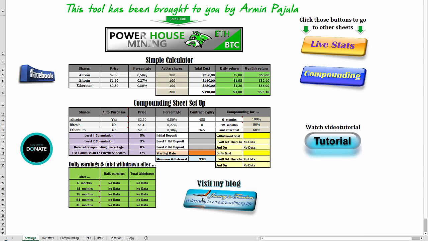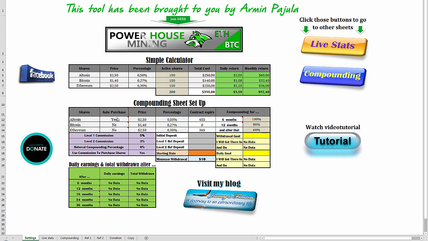And this is a very valuable tool if you want to build a strategy, or if you don't know which contracts to buy, when to compound how much, and when to start withdrawing, and how much you can withdraw to get to your goals. And there's a lot of things that you can change here. So let's start from the beginning.